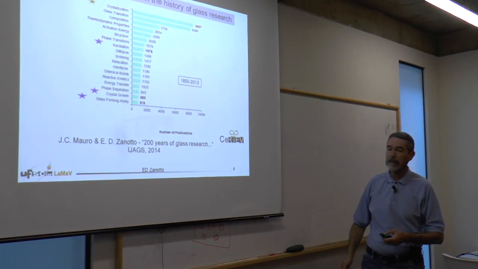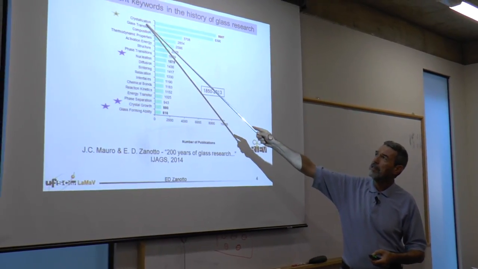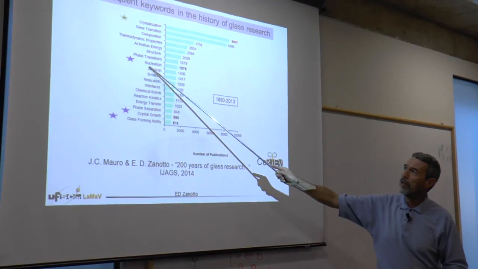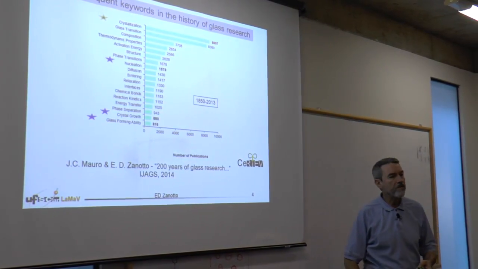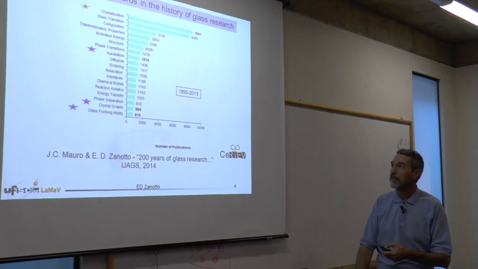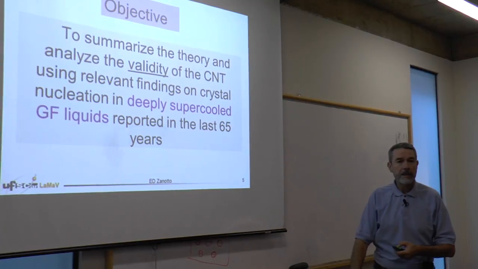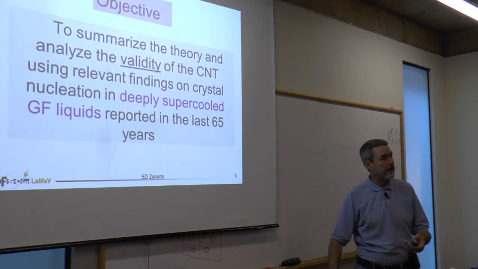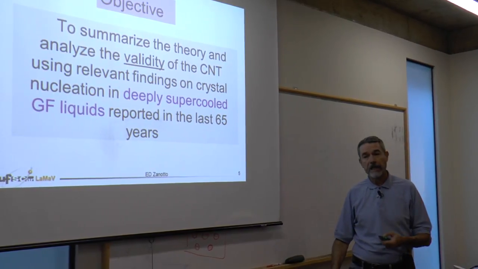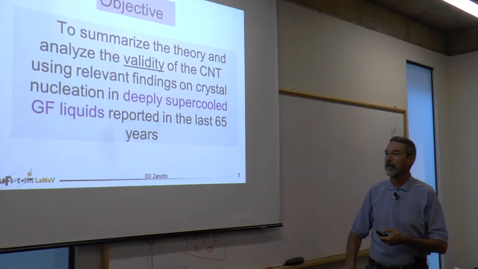Well, I have told you that crystallization and related keywords, nucleation, crystal growth, glass forming ability, are the most frequent keywords in the glass science history. The objective of these classes is to summarize and understand the validity and the predictive power of the classical nucleation theory.